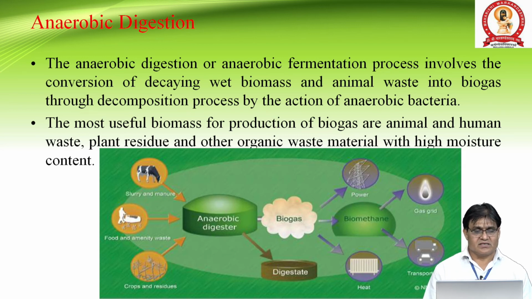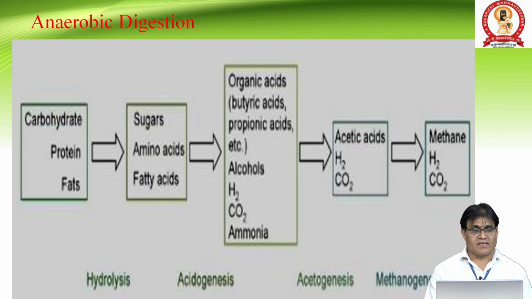The figure shows, on the left side, slurry and manure supplying to the anaerobic digester, food and animal waste going into the anaerobic digester, and crop residue. These are some of the biomass inputs for the anaerobic digestion of biomass waste. Different types of biomass are supplied to the anaerobic digester. In the anaerobic digester, the chamber where air is absent, anaerobic bacteria digest this type of biomass into biogas. Here is the line diagram of the anaerobic digestion process.